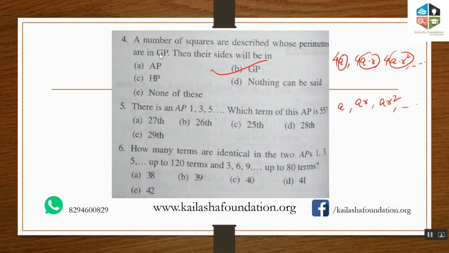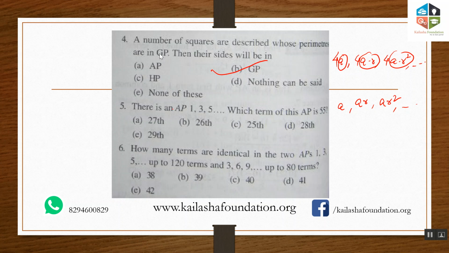See, perimeter is one dimensional. That means if you find the perimeter of a square, it comes in meter or centimeter etc. It doesn't come in meter square or centimeter square. So it has the units of length, not the unit of area. And the side also has the unit of length. So if the perimeter is in GP, then sides will also be in GP.